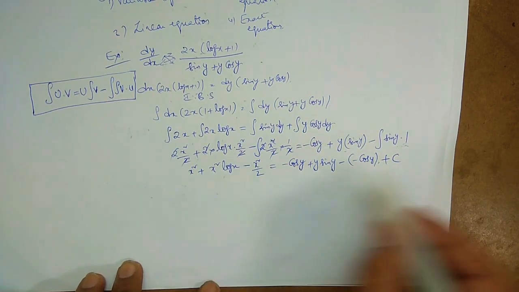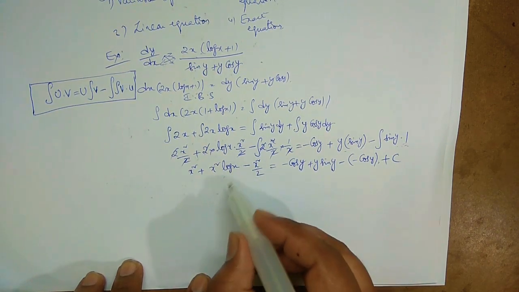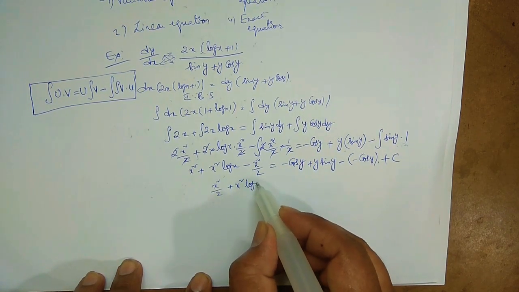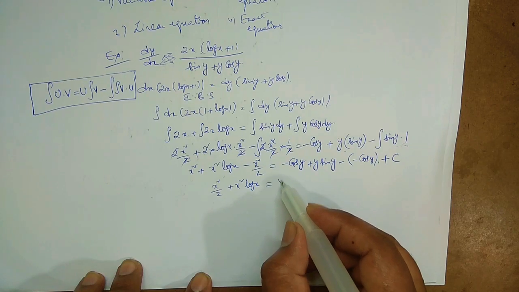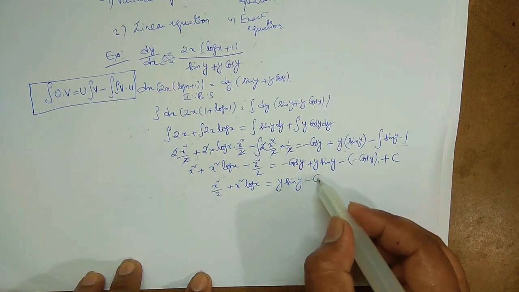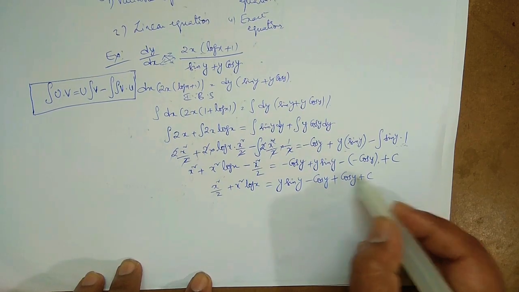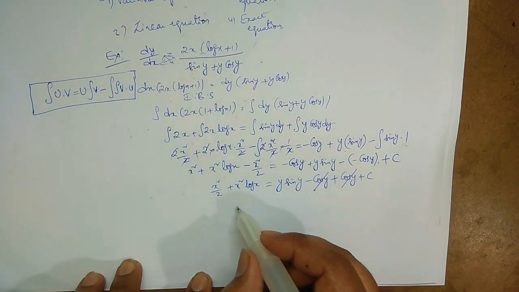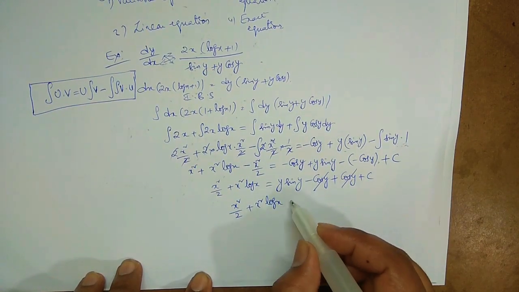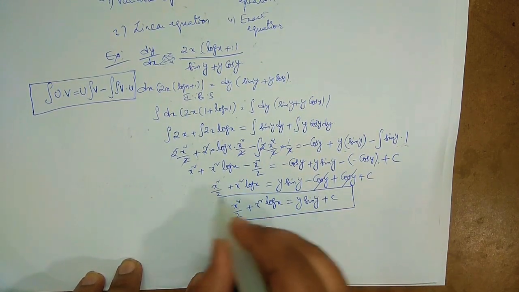Okay, so after simplification the solution will be x square minus x square by 2 is x square by 2 plus x square log x equals, I am rearranging the terms here, y sin y minus cos y minus of minus plus cos y plus c, minus plus cancel. So finally the answer is x square by 2 plus x square log x equals y sin y plus c. This will be your final answer.